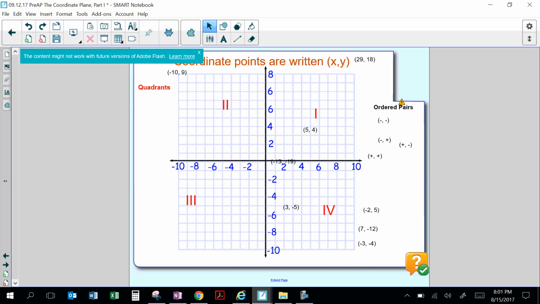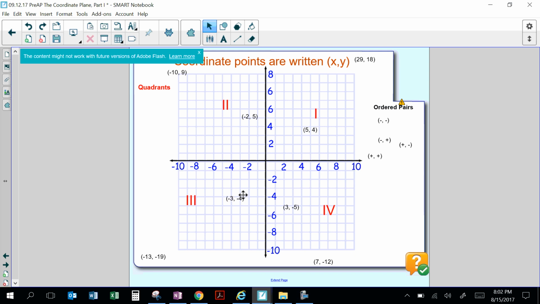-13, -19. So -13, would I go left of 0 or right of 0? Left. -19, north or south? South. So it's quadrant 3. -2, 5. Left or right? Left. 5 is above. So quadrant 2. 7, -12. So 7 on the x-axis will be to the right. -12, is it north or south? South. That goes somewhere here. -3, -4. -3 is to the left of 0. -4 is to the south.